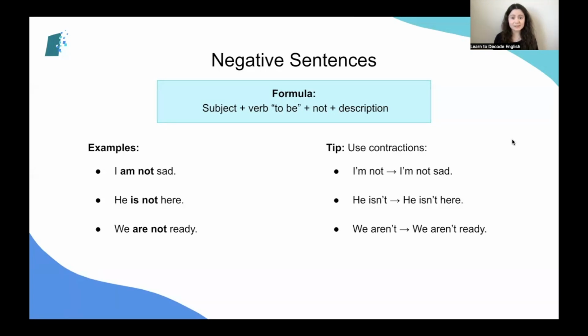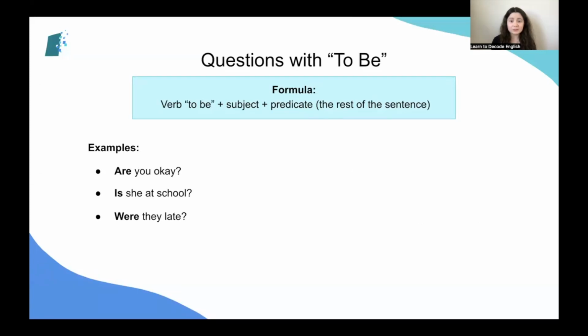To make these sentences sound more natural in fast English, you can also use contractions, such as I'm not sad. He isn't here. We aren't ready. If you want to learn more about contractions, you can check out this video here that we'll link in the description.